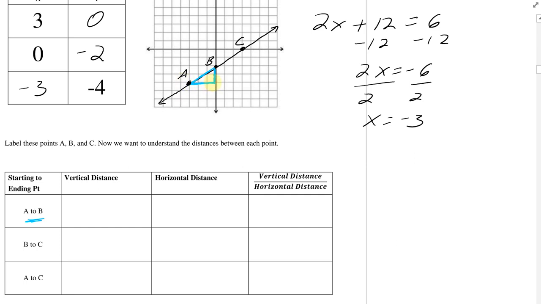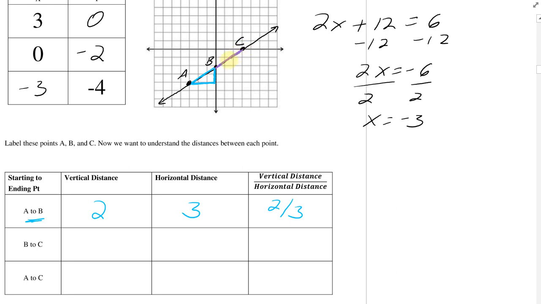So this is the horizontal right here. So notice, if I start here at A, I go 1, 2, 3 spots. So there's my horizontal distance. And then how far do I go up? So if I'm starting from here, I go up 1, 2. So there's my horizontal distance and my vertical distance. And now in this last column, what it's telling me to do is to just note one over the other. Okay, so now I want you to do that for B to C.